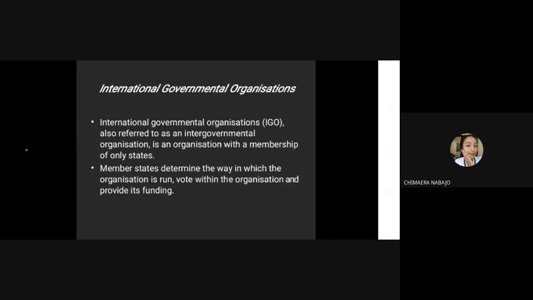International recognition. As of 2017, there are 193 UN member states.